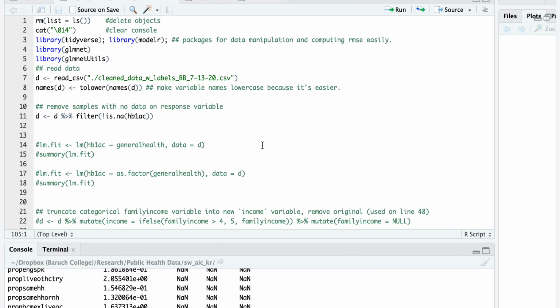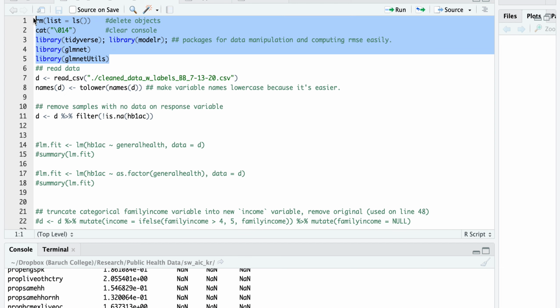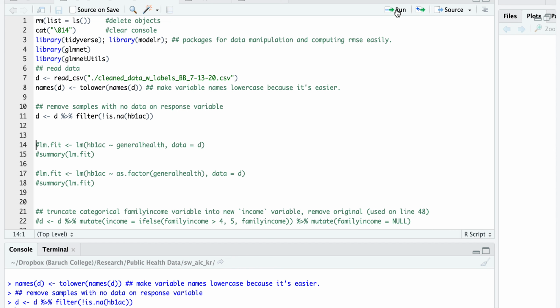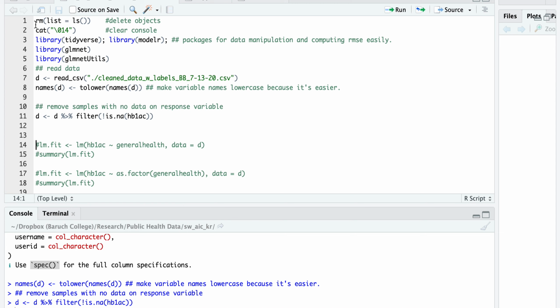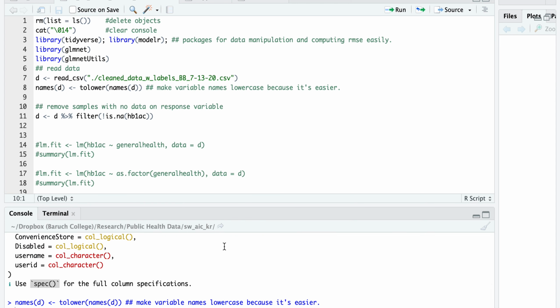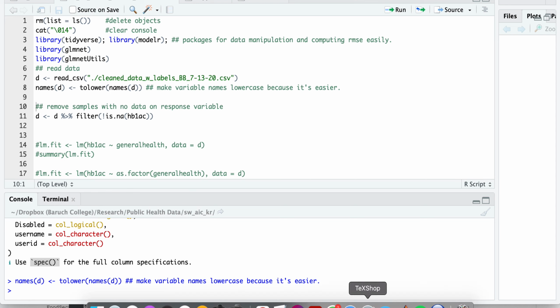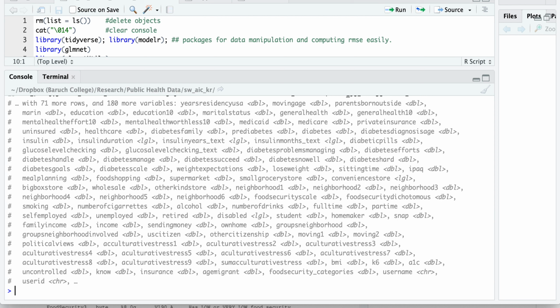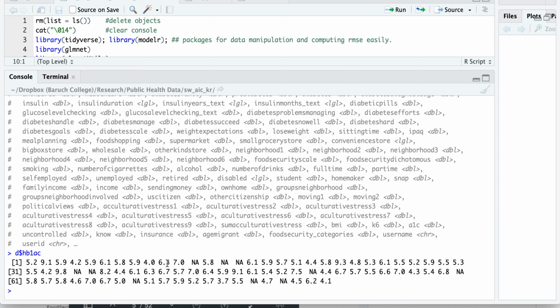Okay, so this is our code. We clean up the memory and the console, load some libraries, read the data, make all variables lowercase, and remove the NAs.